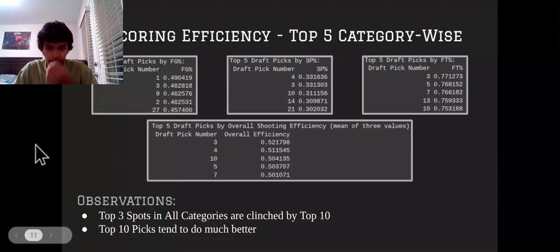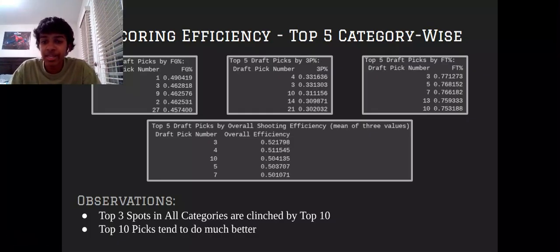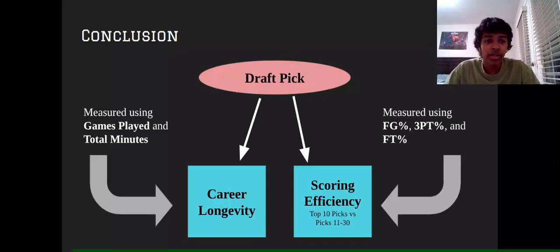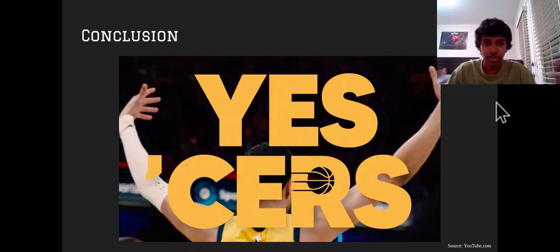And again, my observations: the top 3 spots in all categories are clinched by the top 10, and the top 10 picks tend to do much better. So in conclusion, we looked at how draft position relates to career longevity by measuring games played and total minutes, and looked at whether the top 10 draft picks from the NBA draft classes of 1989 to 2021 are more efficient scorers than the later first round picks, or picks 11 to 30. And for that, I say, yes, sir. This is just a little basketball reference.